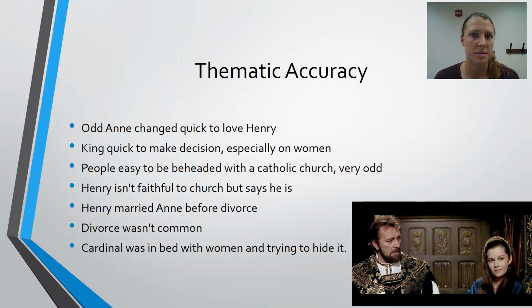There was a lot going on with the thematic accuracy, I felt like. Anne was very quick to love Henry. She hated him at first and wanted nothing to do with him, but then she loved him. And then the king was very quick to make decisions, like wanting people killed, or wanting Anne right away, or not wanting Anne. He is very quick to make decisions and doesn't think things out very well.